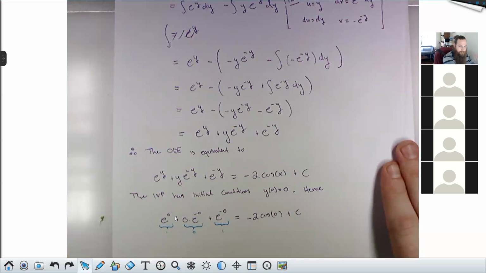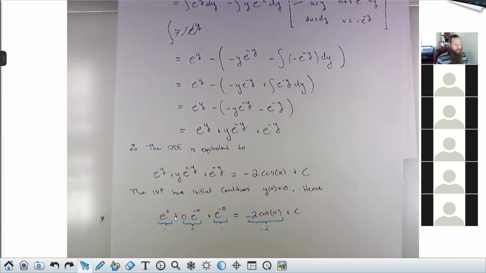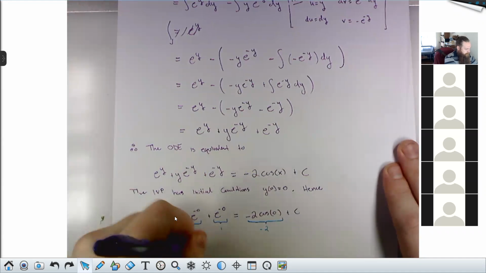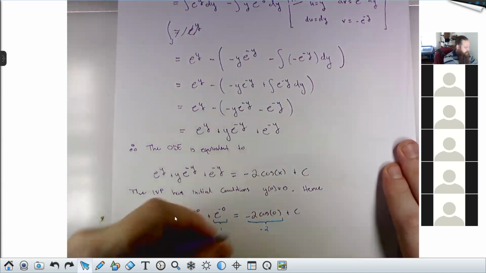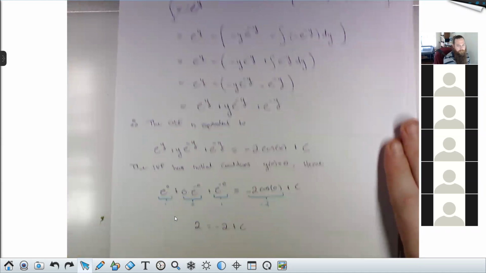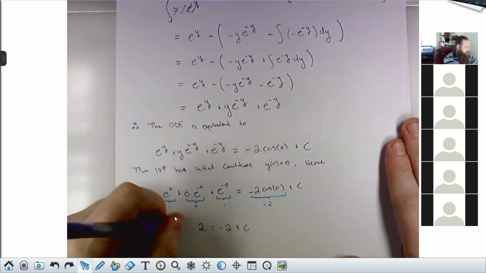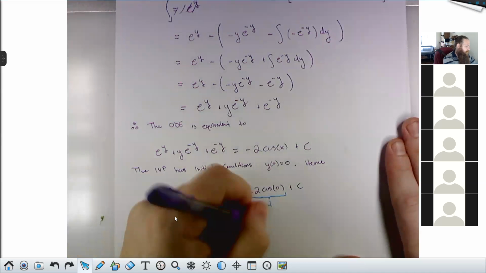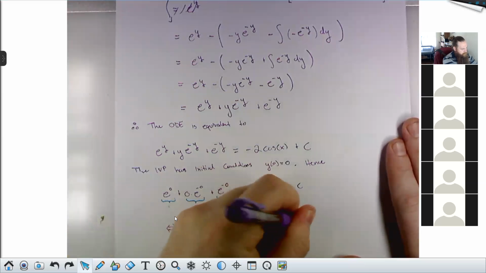What is the cosine of 0? 1. It's also 1, right? Which means this whole piece here is negative 2. So what I get is my left-hand side is 2, right? 1 plus 0 plus 1 is equal to negative 2 plus c. And that means that c has to be 4. All right, add 2 to both sides. 4 is equal to c.